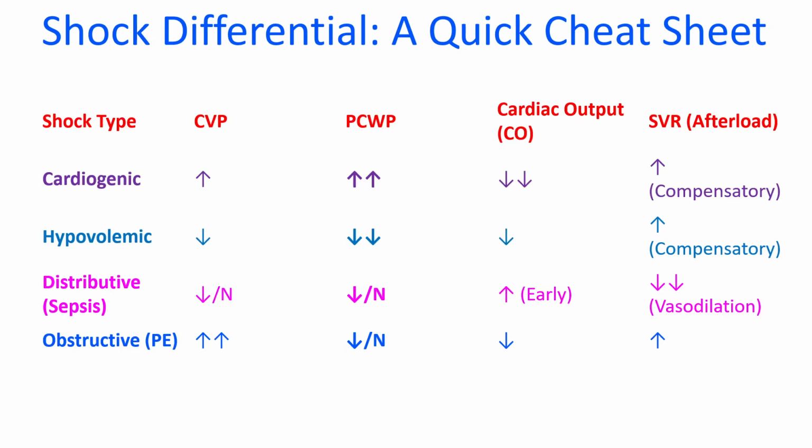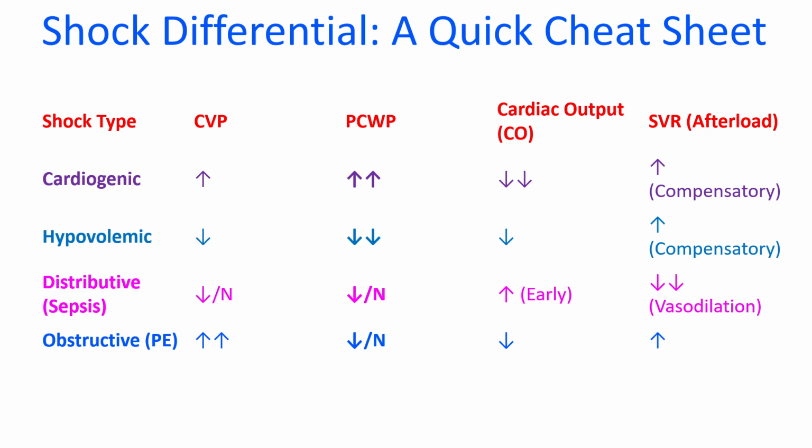The pulmonary artery catheter is most useful when you aren't sure why the blood pressure is low. In cardiogenic shock, the CVP is elevated, pulmonary capillary wedge pressure is elevated, and cardiac output is decreased, but systemic vascular resistance may be increased as a compensatory mechanism. In hypovolemia, CVP is reduced, pulmonary capillary wedge pressure is reduced, cardiac output is reduced, and there is a compensatory increase in the systemic vascular resistance.